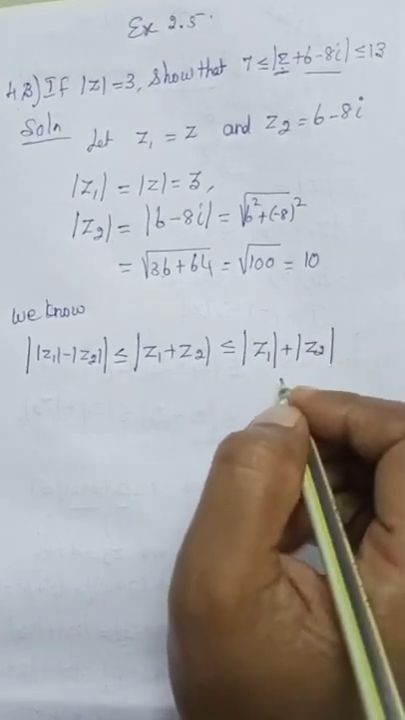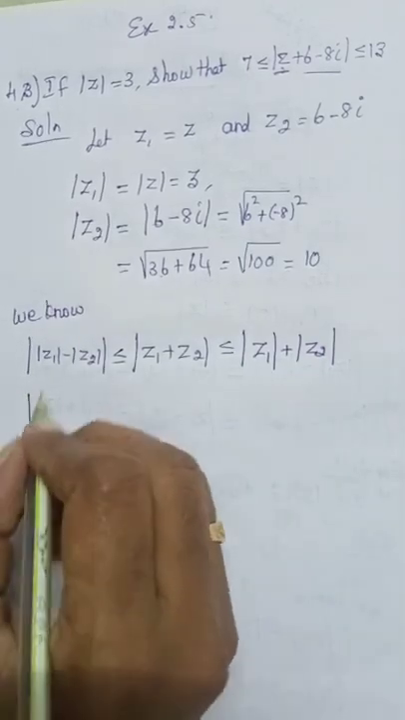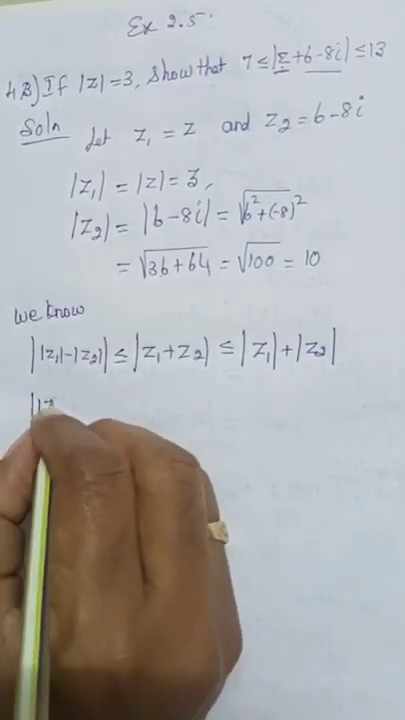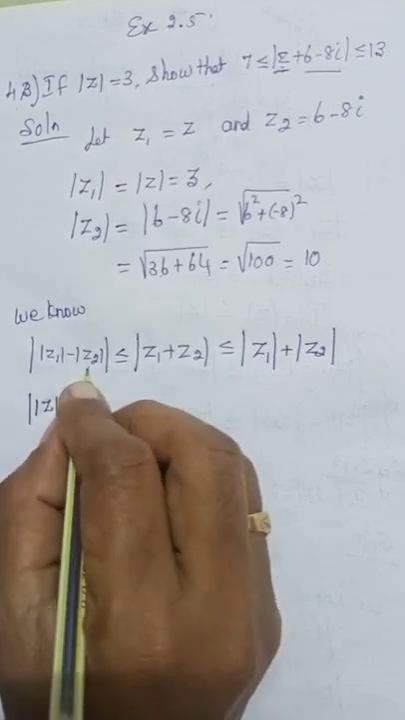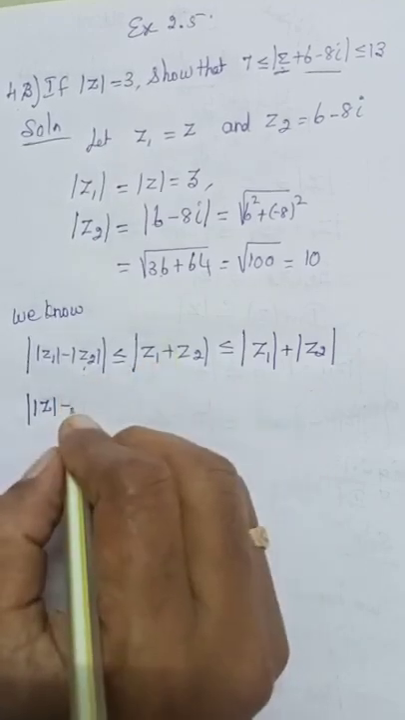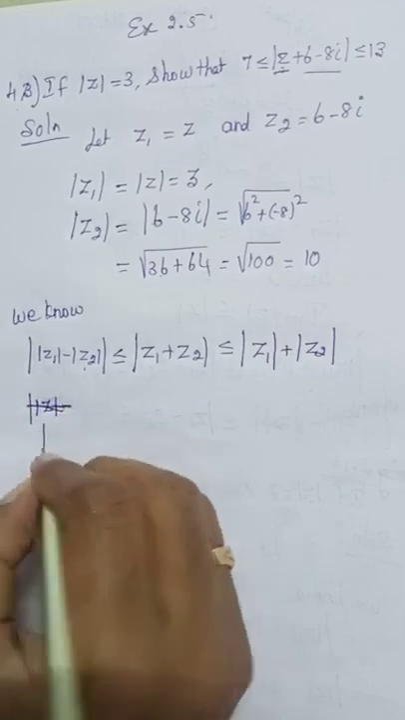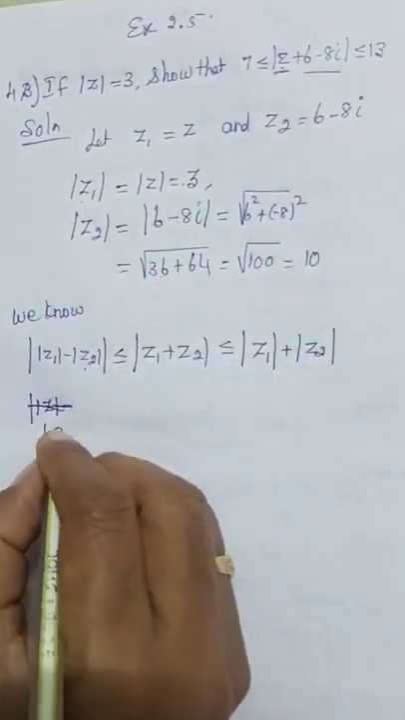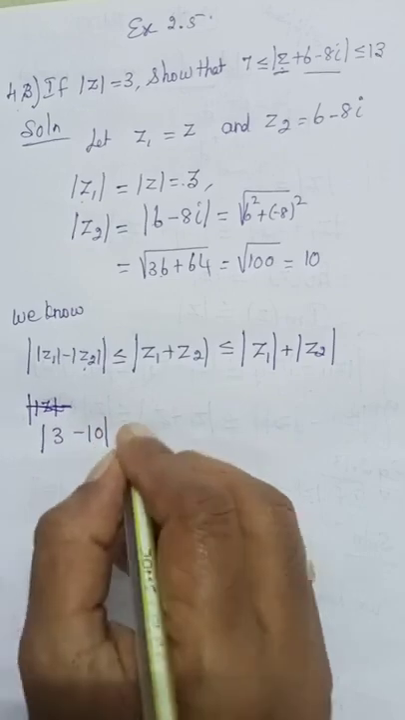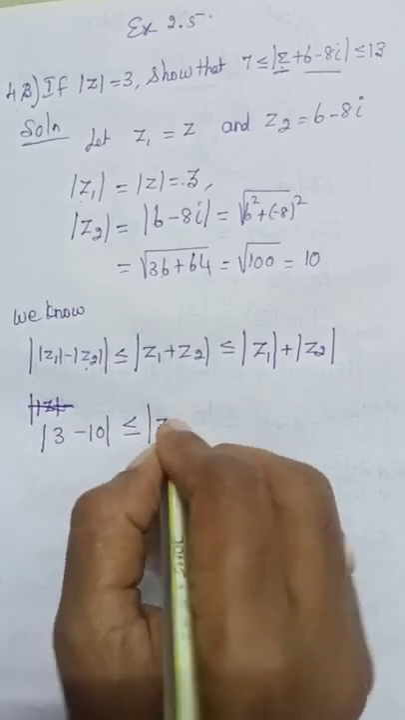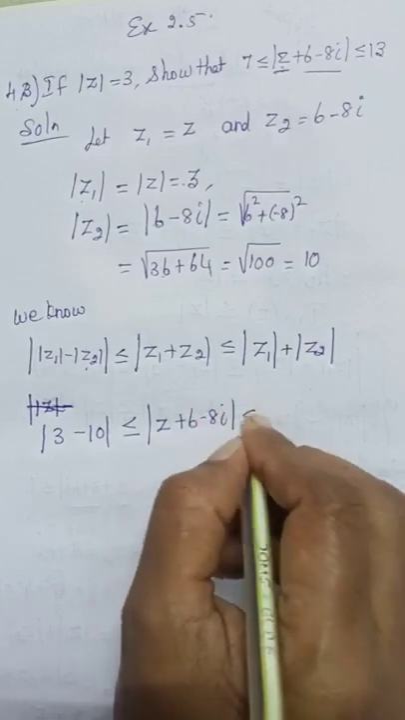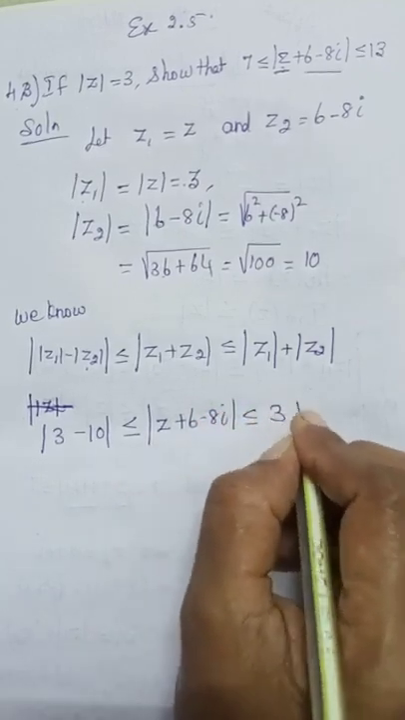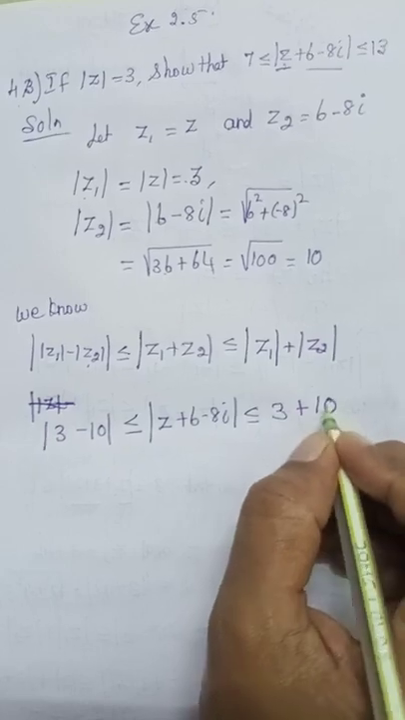Now we can substitute the values. Here modulus z1 minus modulus z2, the value is 10, or directly we can substitute z1. This is 3 minus 10 less than or equal to modulus of z plus 6 minus 8i less than or equal to 3 plus modulus z2, which is 10.